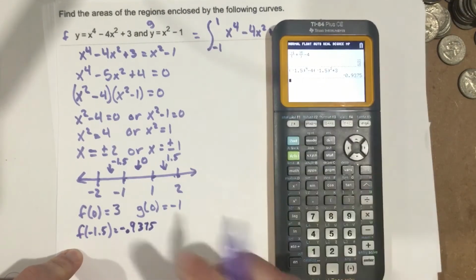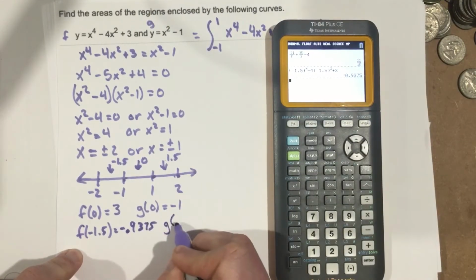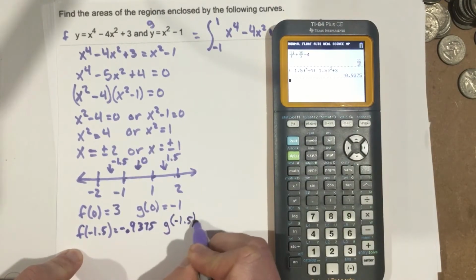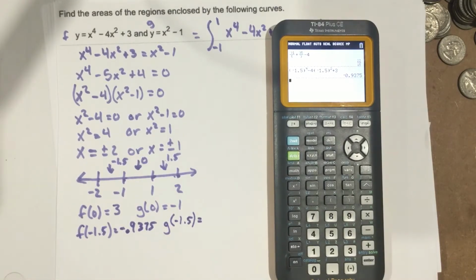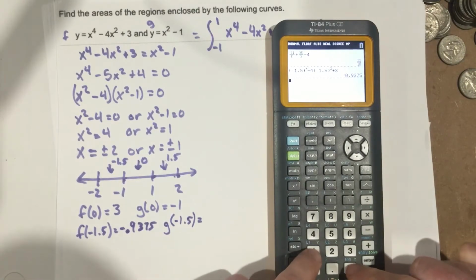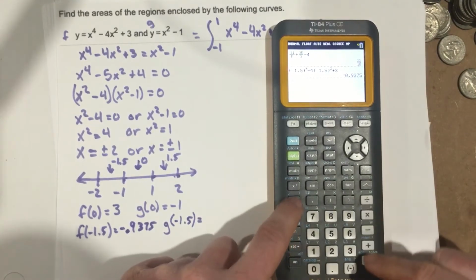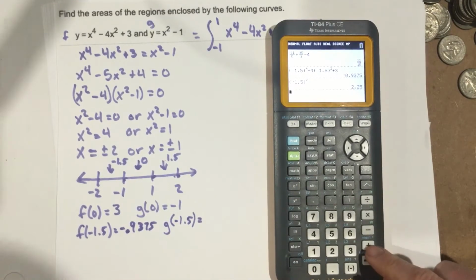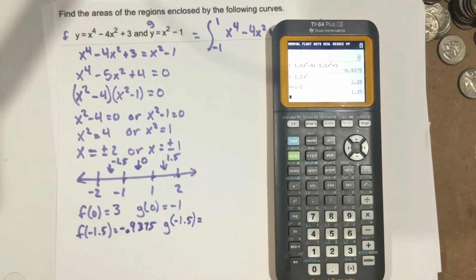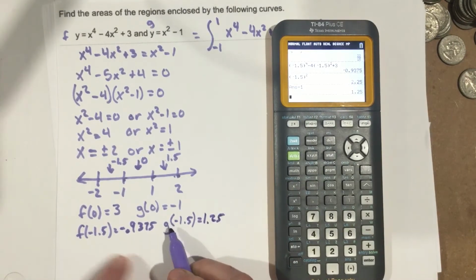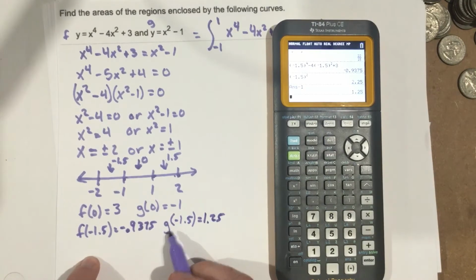Now when I do the same thing with g of negative 1.5, I get negative 1.5 squared, subtract the 1, and I get 1.25. Now the g function is actually bigger than the f function at negative 1.5.